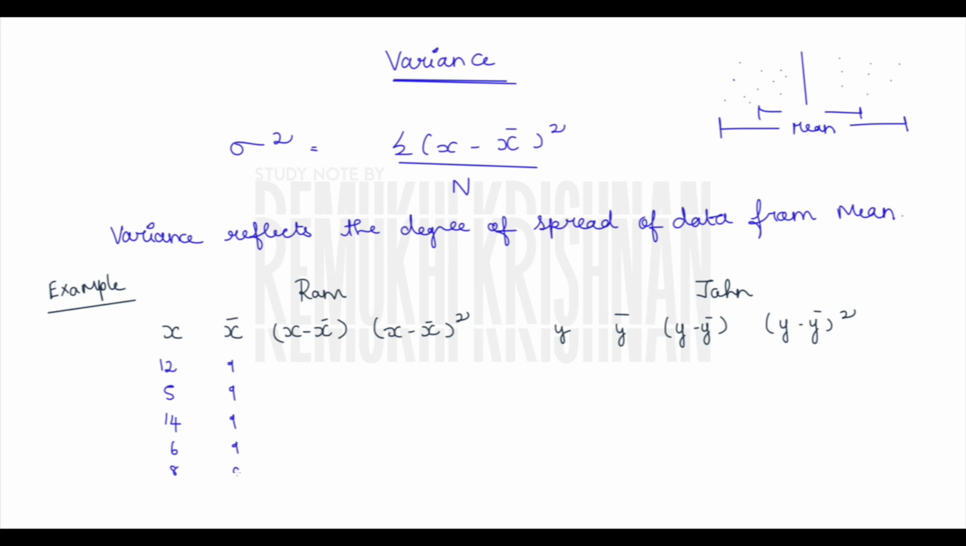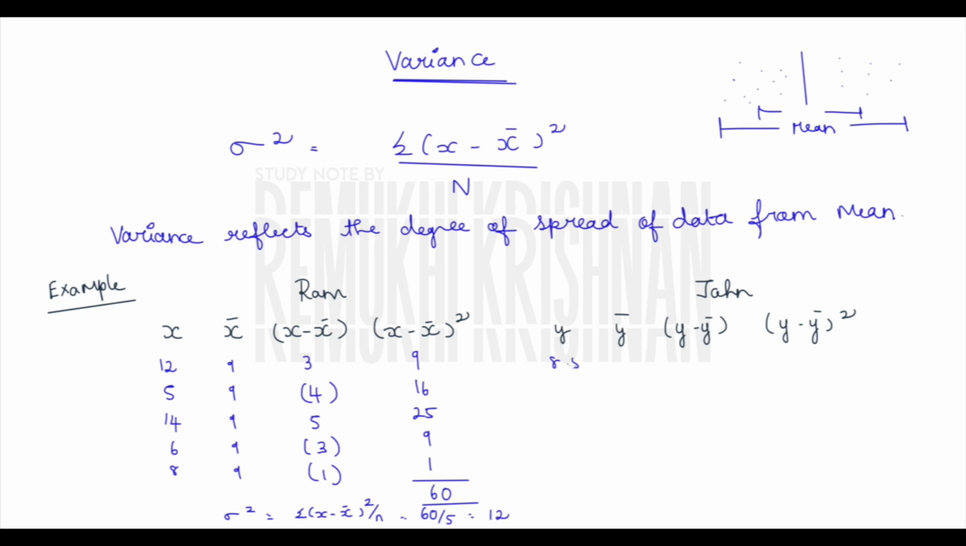So the average comes to be 9. How I got this 9 is very simple: 12 plus 5 plus 14 plus 6 plus 8 divided by 5. By subtracting these two, I will arrive at my value. What I'm going to find here is my variance, so it is sigma square. I'm not going to take the root. So after all these, what have I arrived at?